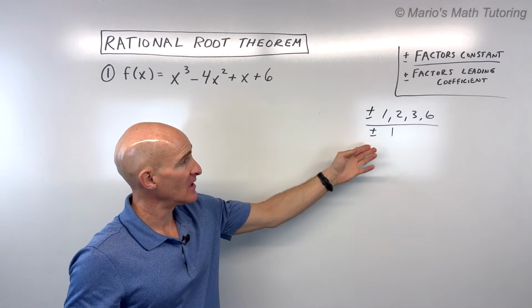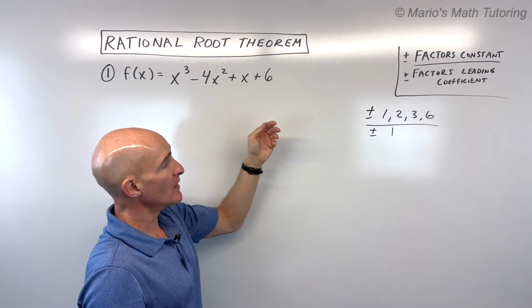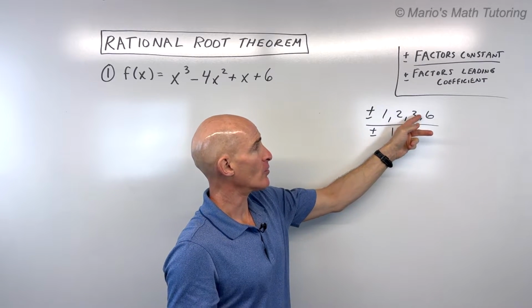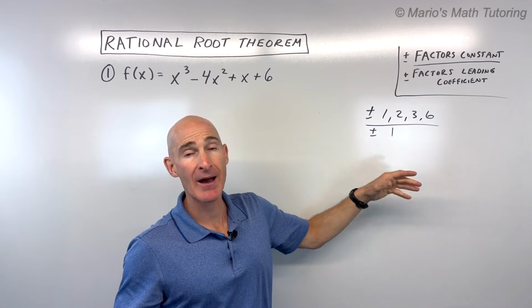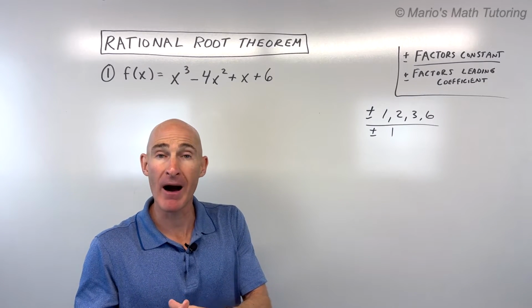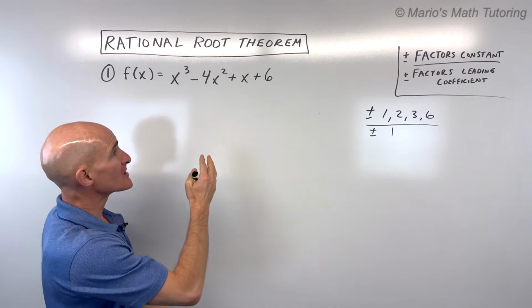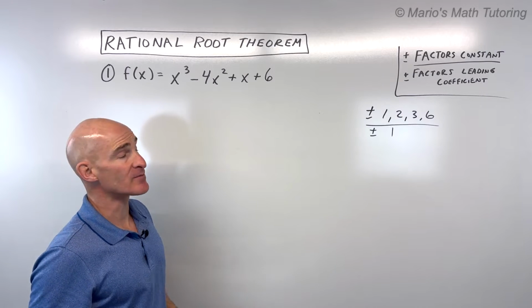Now in this case, anything divided by 1 is itself, but if this was, let's say, a 2, it could be 1 or 2, and then you could have like 1/2 or 3/2. So it's any one of these numerators with any one of these denominators, positive or negative. So those are the possible rational roots. And so what we're going to do is test them to see if these are indeed zeros or roots of this polynomial.